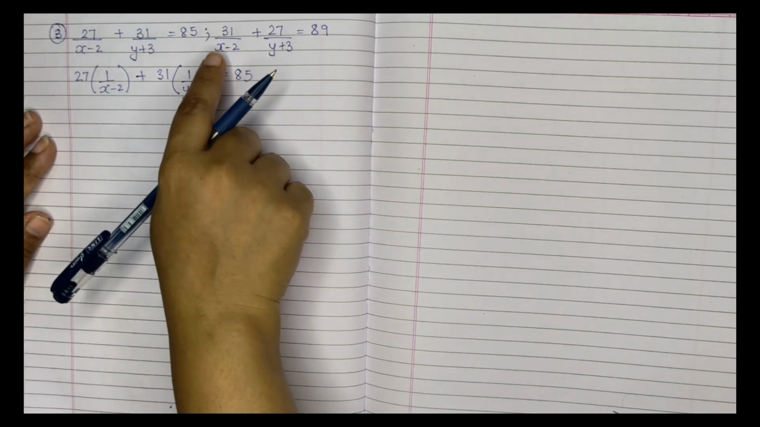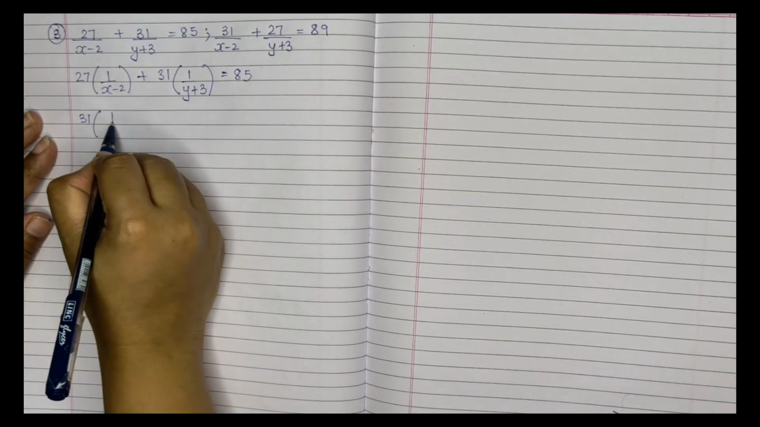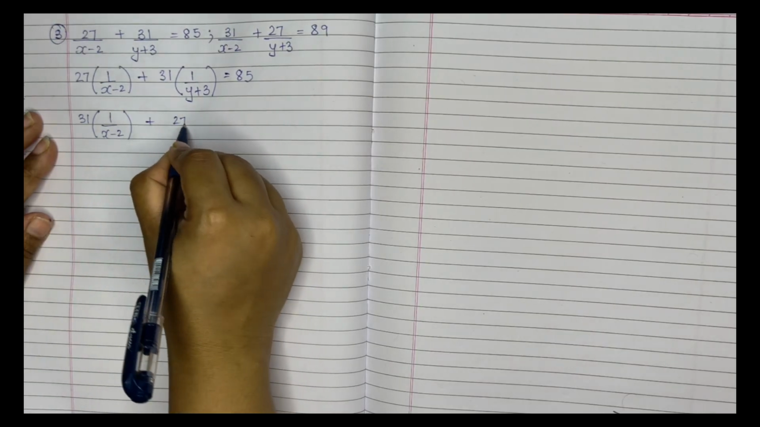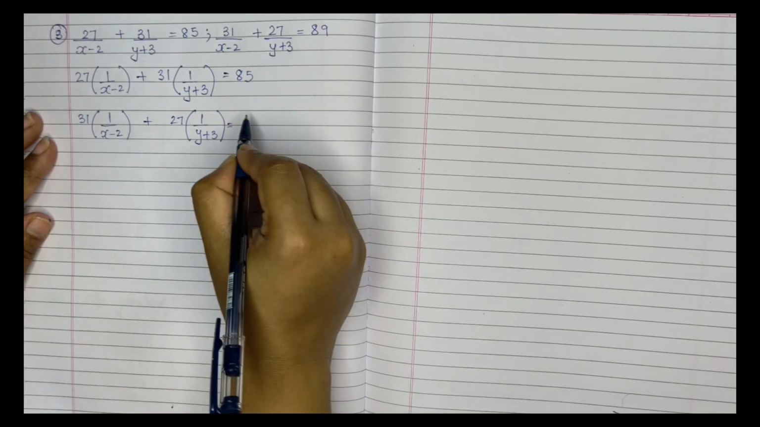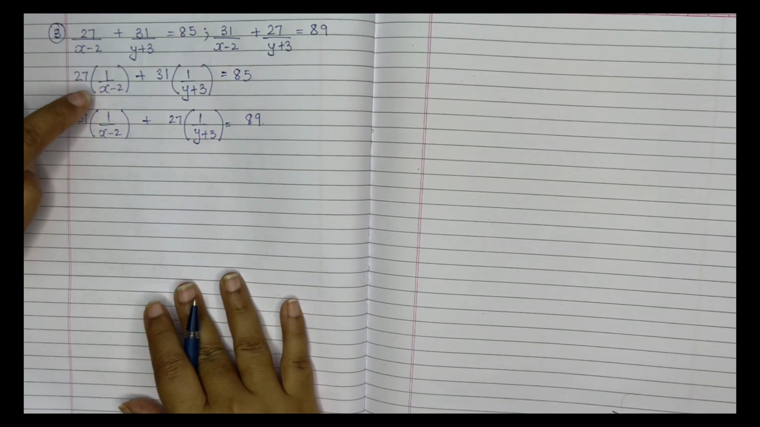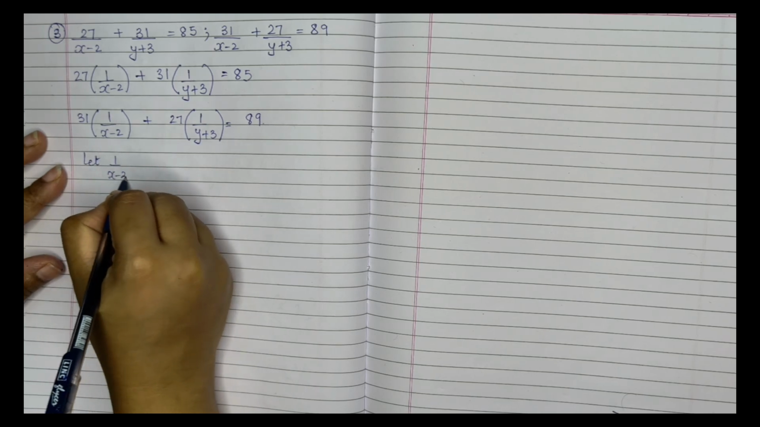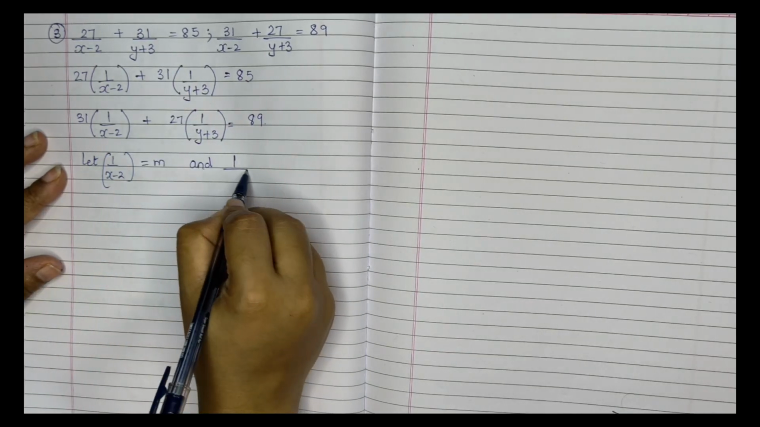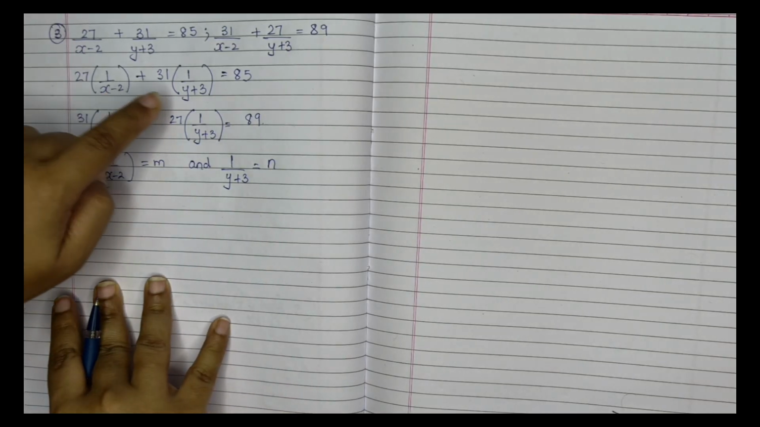And the second equation, 31 into 1 upon again x minus 2 plus 27 into 1 upon y plus 3 is equal to 89. Now write down both the equations in this form. Now let us say that 1 upon x minus 2 is equal to m and 1 upon y plus 3 is equal to n. Okay, so this is m and this will be n.